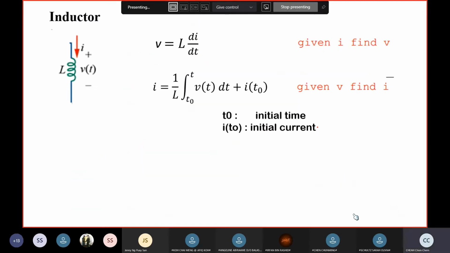So similarly, V equals L di/dt means what? Given current, find voltage. Given current, differentiate with respect to time, multiply by L, and you get the voltage. Well, the reverse is integration, meaning that given the voltage across the inductor, you integrate it, divide by L, and add the initial current, and that will give you the current over time.